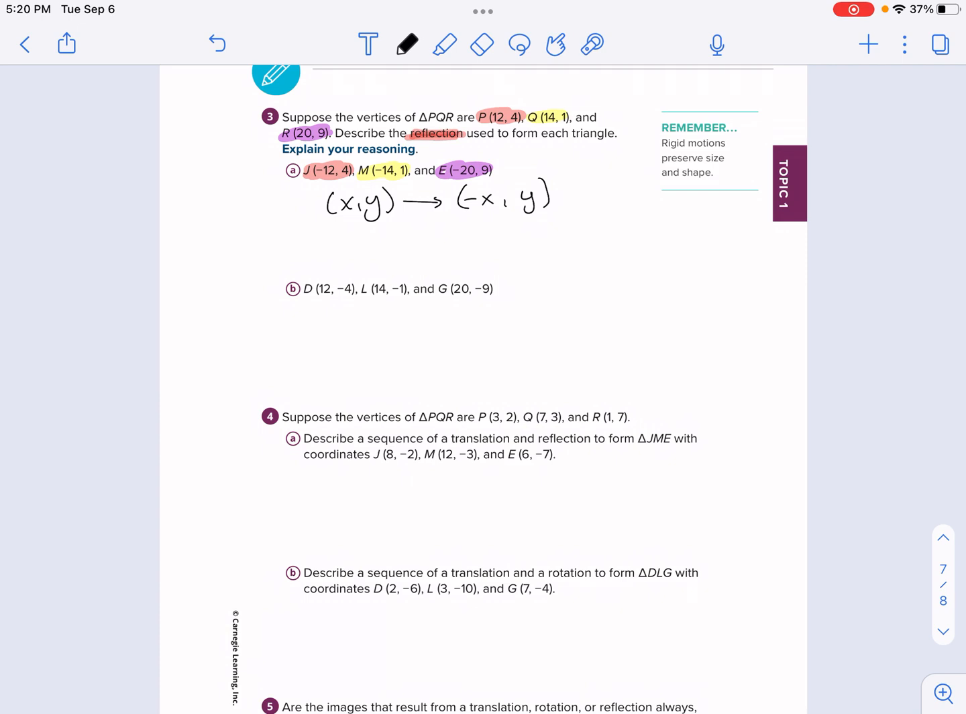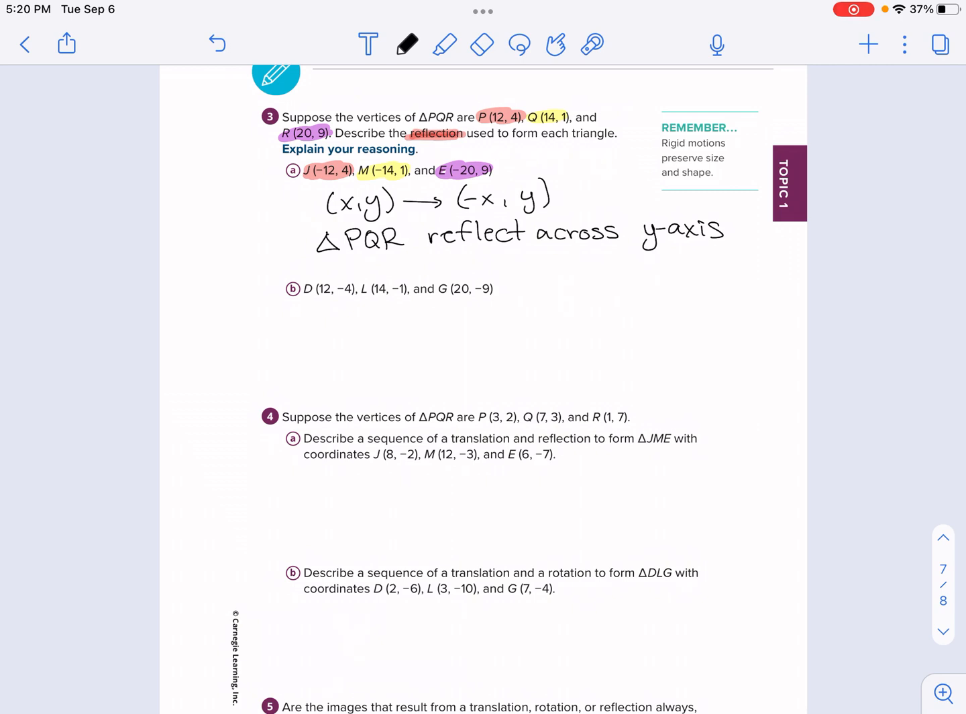So we did this a while back, but try to remember this is a reflection, and this is a reflection about a specific axis. It's either the y-axis or the x-axis. For this one, we're going to say triangle PQR reflects across the y-axis. Remember, when we reflect about the y-axis, y stays the same. It's the other variable, x, that changes. And since x was the thing that changed, we know that it was reflecting about the y-axis.